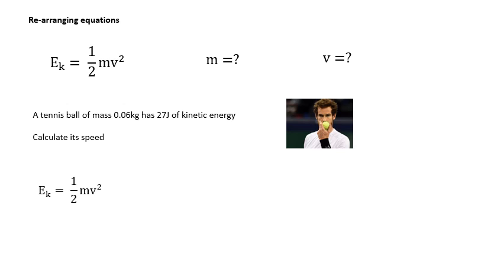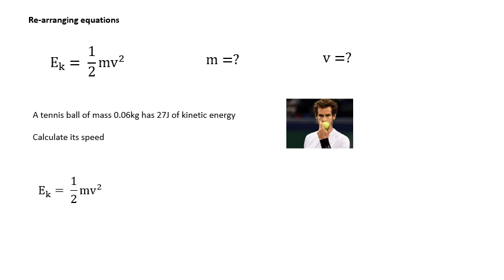Now, one thing that you will have to do on the higher paper is possibly rearrange equations. If you're okay at maths and if you're doing the higher paper for physics, then this shouldn't be a problem for you. If you know that EK is a half mv squared, then what does m equal? Or what does v equal? Can you rearrange this equation to give an expression for m, to give an expression for v? You should be able to do that. Well, here's your chance to prove it. Have a go at this.